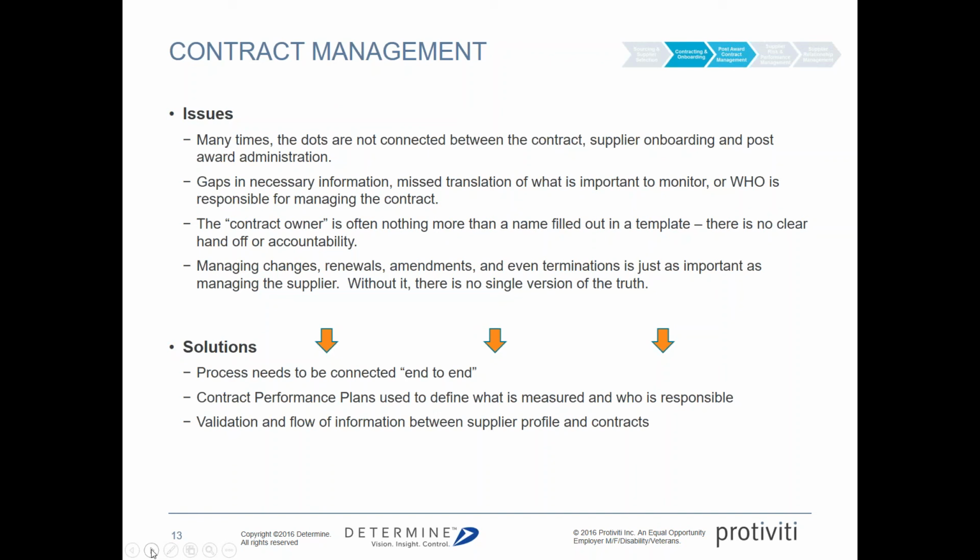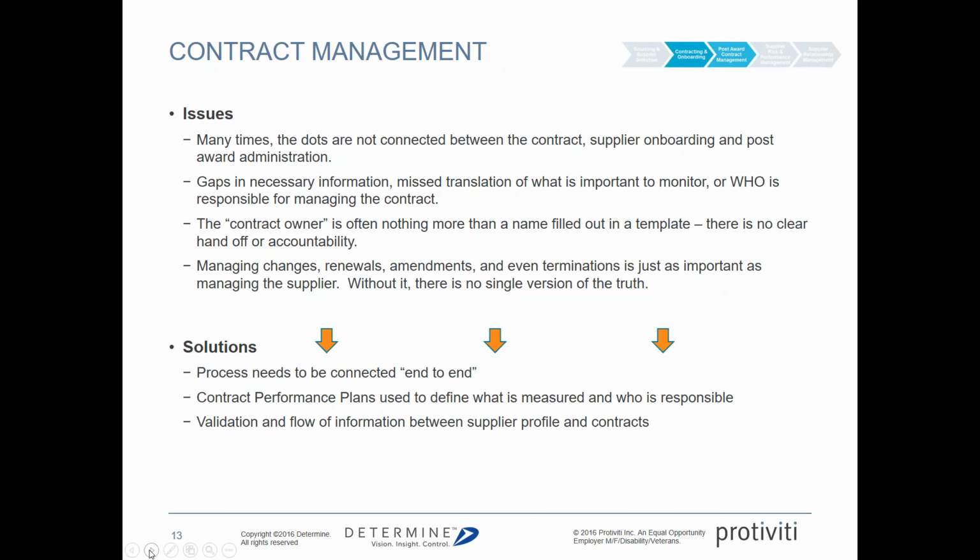Not using the supplier information and the master data gathered during the sourcing can create gaps in necessary information that should reside within the contract, a mistranslation of what's important to monitor, or particularly who is responsible for managing that contract. If you were to take a poll of the companies represented on this webinar, I would bet that for those who have a contract lifecycle management system or even a basic contract repository, a significant majority have an identified contract owner for every contract in the system.